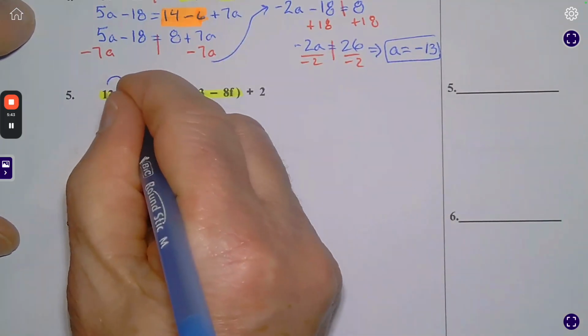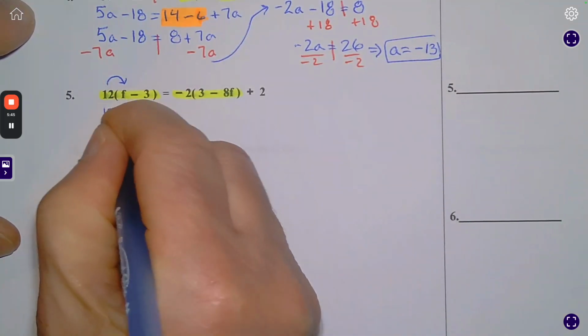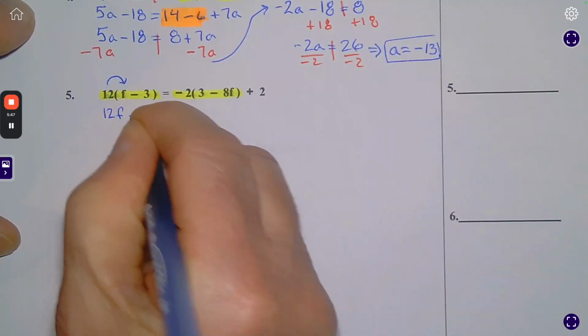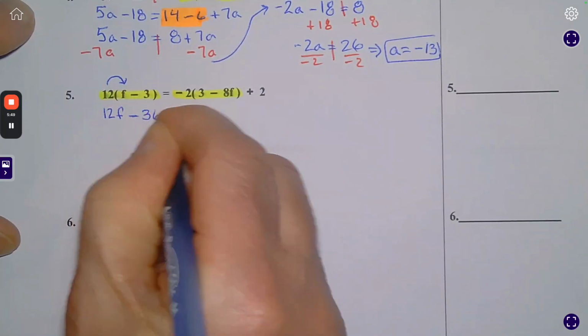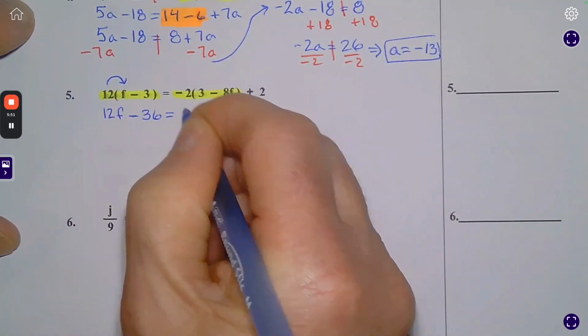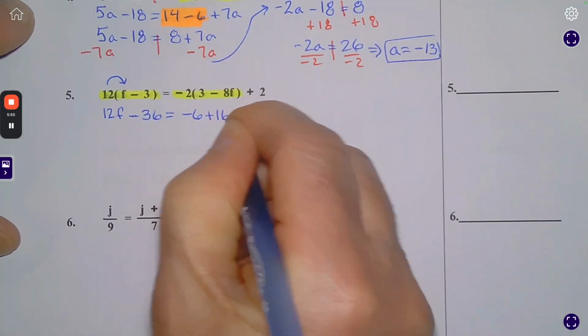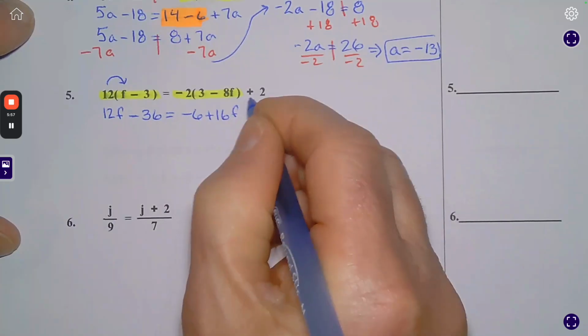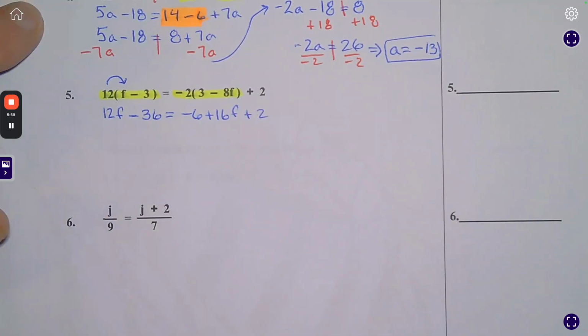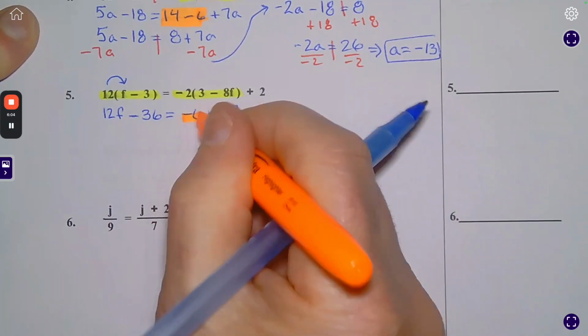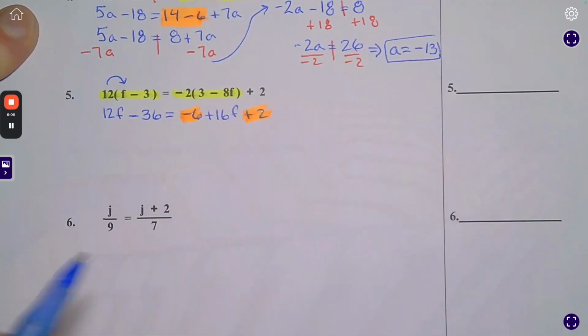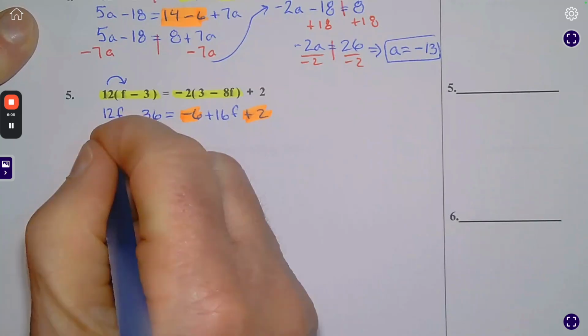So 12 times f is 12f. Positive times a negative is a negative. 12 times 3 is 36. Negative 2 times 3 is negative 6. Negative times a negative is a positive 6f. And then you got that plus 2. Notice on the right-hand side, there's 3 terms. 2 of them are like terms. Those are my like terms that I highlighted right there.